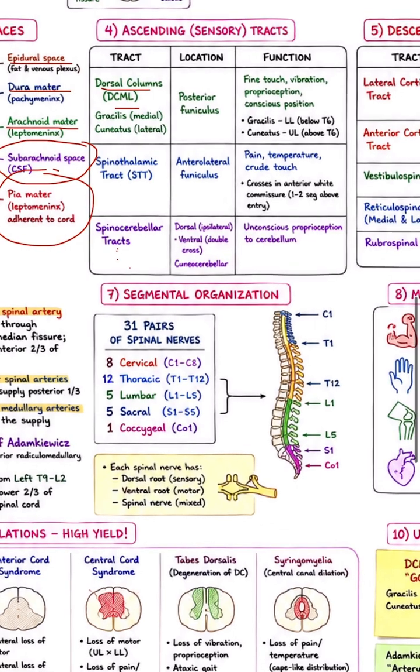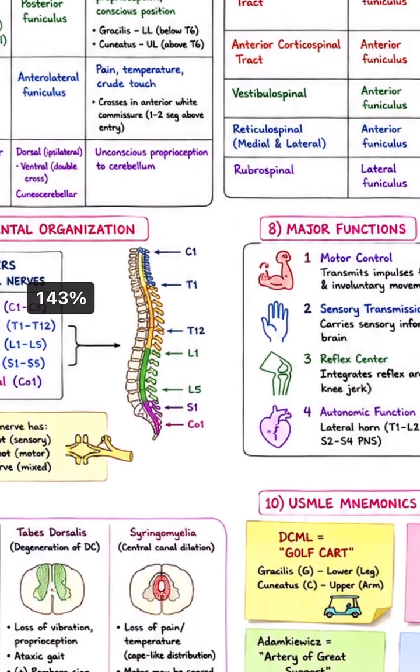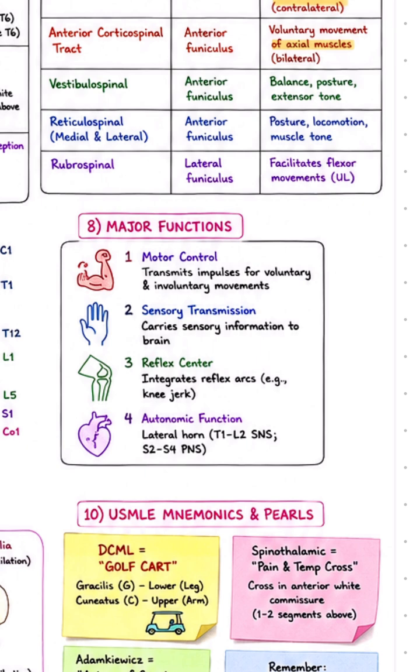Now there are 31 pairs of spinal nerves: 8 cervical, 12 thoracic, 5 lumbar, 5 sacral, and 1 coccygeal. Remember it with the vertebra. Major functions are, as you have seen above, motor control, sensory transmission, reflex center, and autonomic functions.